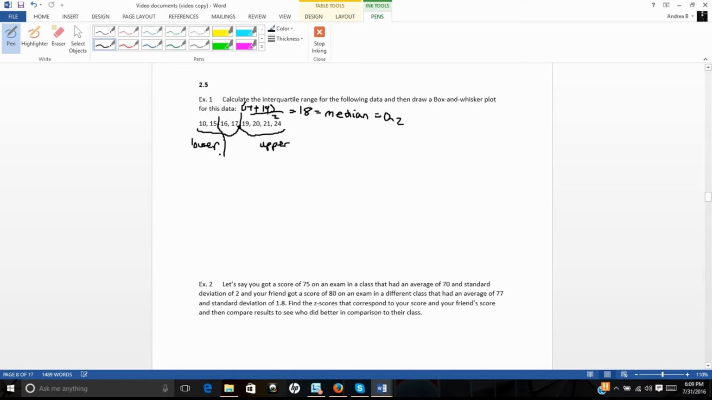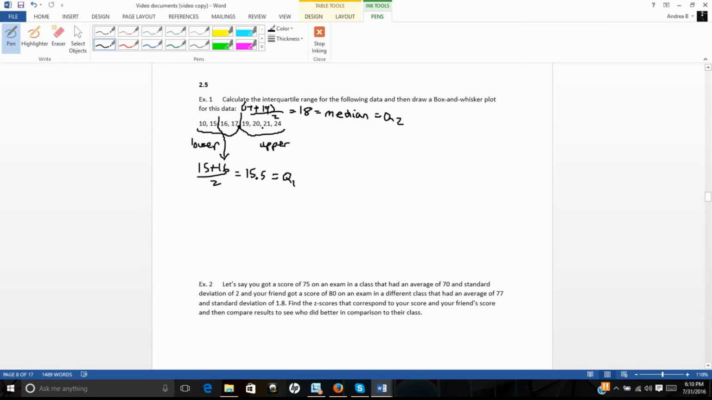So let's write that down here. Once again, to find that, since there's two middle numbers again, instead of 1, we have to add them together, divide by 2. So in that case, we get 15.5. And since it's the lower half, and it's the median of that, it represents Q1, or that first quartile.